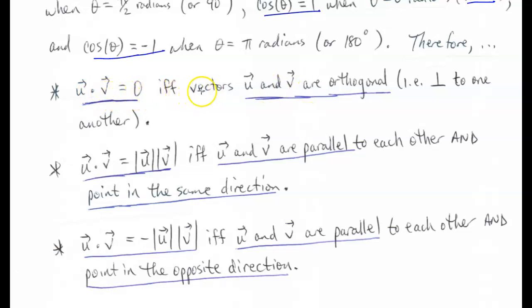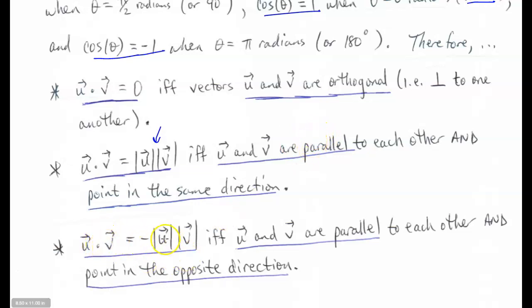Okay. And so the way that we summarize that is we say u dot v is going to be equal to 0 if and only if your vectors u and v are orthogonal to each other, which is a fancy way of saying that they're perpendicular to each other or they intersect each other at a right angle. If u dot v is equal to just the product of the magnitudes of u and v, this only happens if u and v have the same direction angle, and that's another way of saying that the two vectors are parallel to one another and they point in the same direction. Okay. So they need to be parallel and point in the same direction.